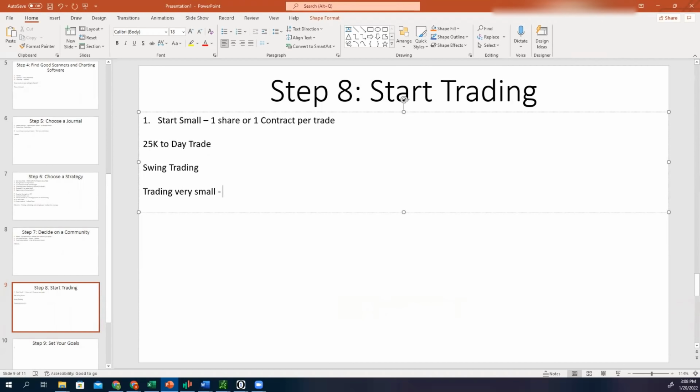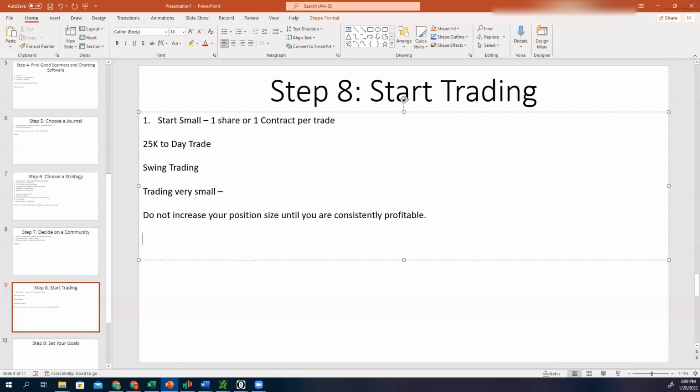If you cannot make a profit with one share and one contract, you're not going to make a profit with 10, and you're not going to make a profit with 100. Use everything you've learned and start trading. Do not increase your position size until you are consistently profitable. Pretty basic.